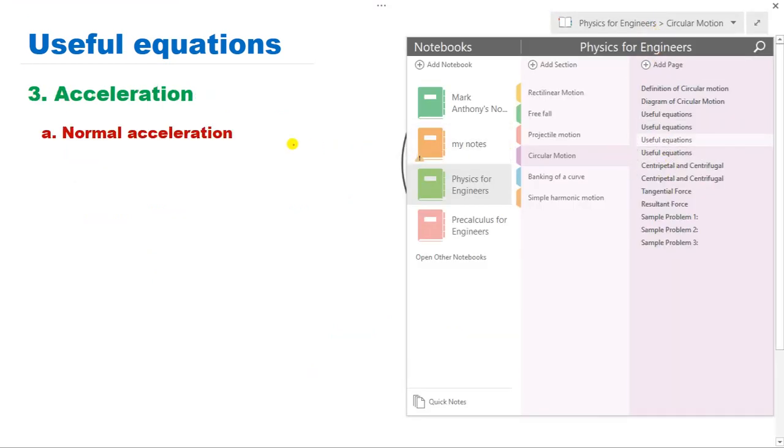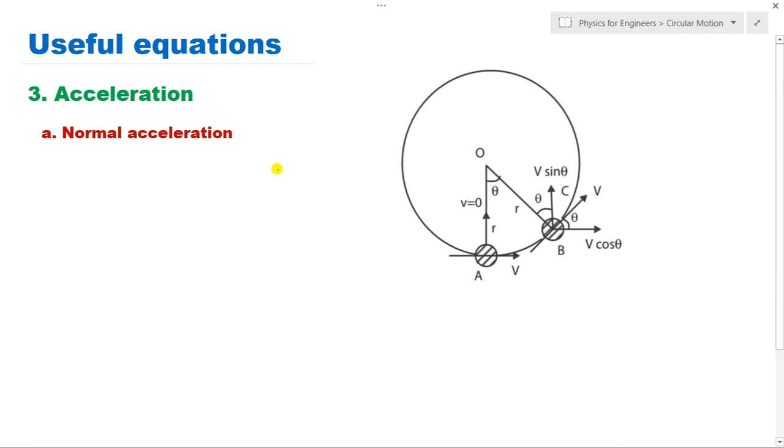Next, let's go to the normal acceleration. As you can see right here on this figure, let's say we have an object subject to a circular motion. So this is the initial position of our object.